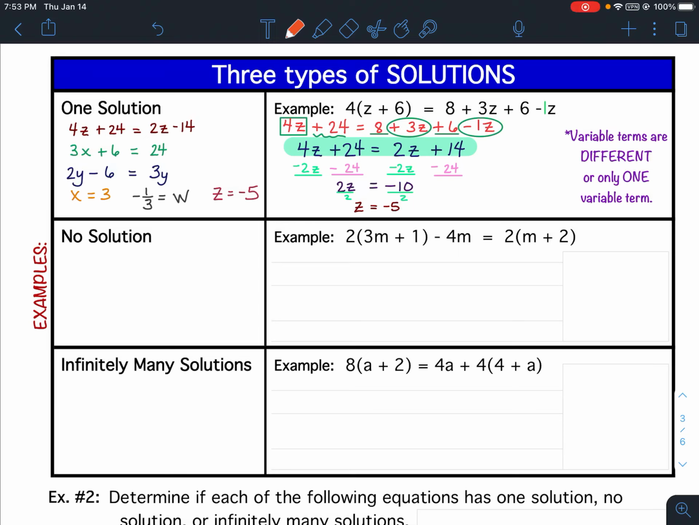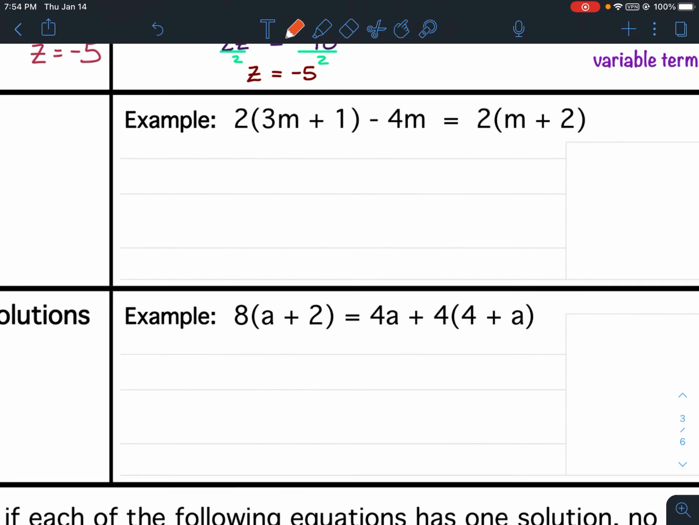Solving multi-step equations, lesson 8 notes. Continuing with the 3 types of solutions. Now we're going to talk about no solution. So let's take a look at the example.